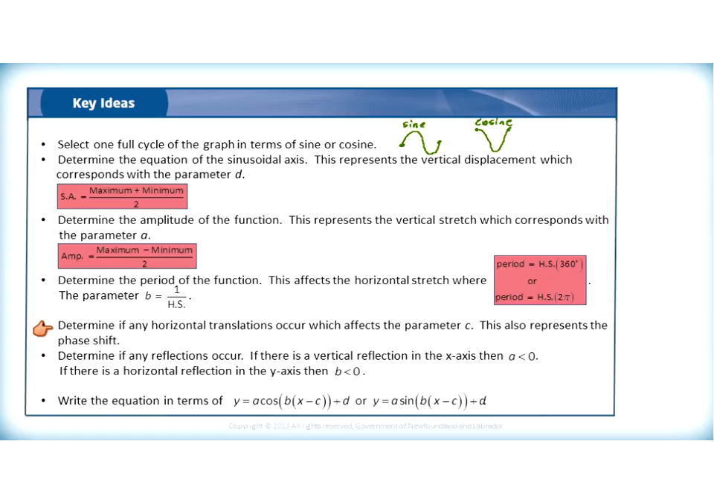You determine if any horizontal translations occur, which affects the parameter C, and this also represents the phase shift. Determine if any reflections occur. If there's a reflection in the x-axis, then the value of A will be less than 0. If there is a horizontal reflection in the y-axis, then the value of B will be less than 0. And then you can write your equation in terms of y equals A times the cosine or sine of B times x minus C plus D.